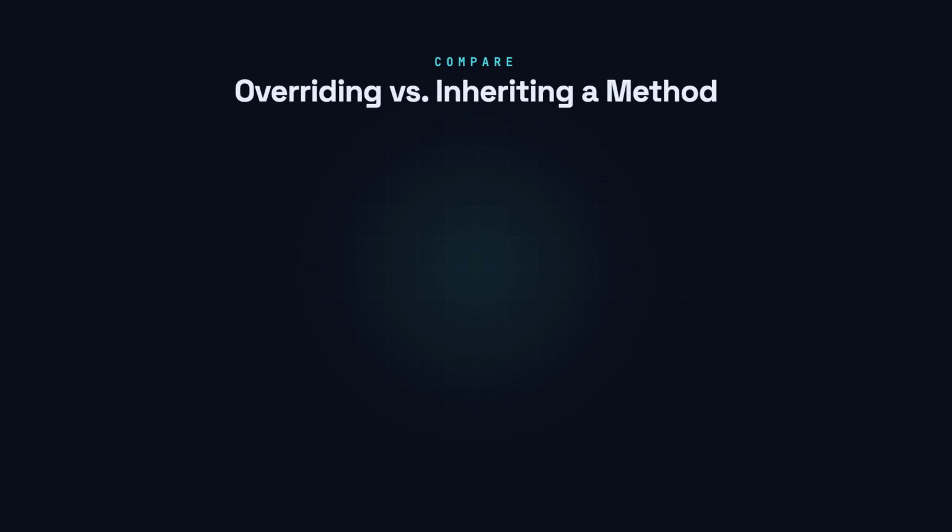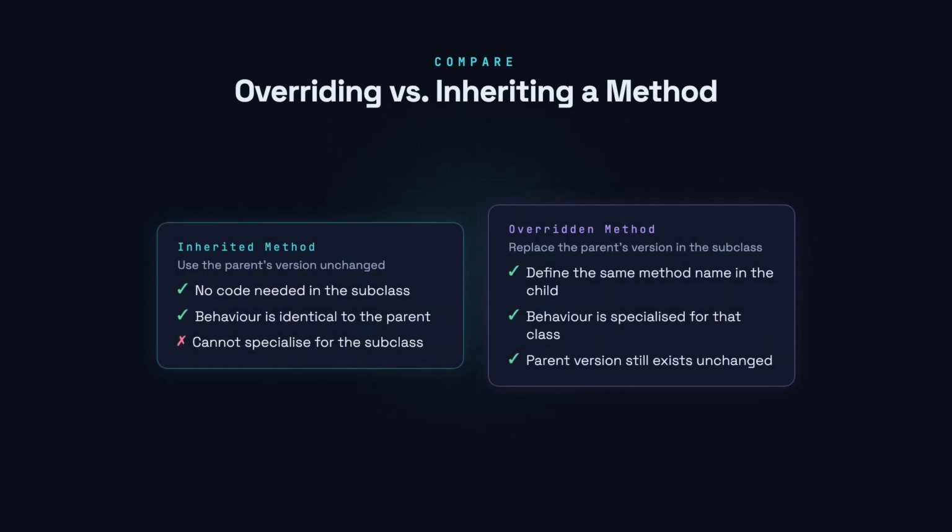When a subclass defines a method with the same name as the parent, it overrides it. Python will always call the most specific version first, so the parent's original method is untouched for other classes.